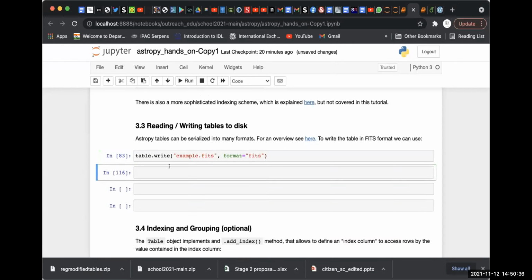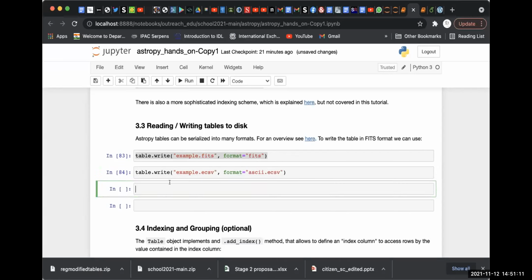So now what has it done? It has made an example.fits file. I can also copy it in a different format. If you remember, we did comma separated variables, but there exists in Astropy another format called eCSV. It's like an extended CSV, and the format is called ascii.ecsv.